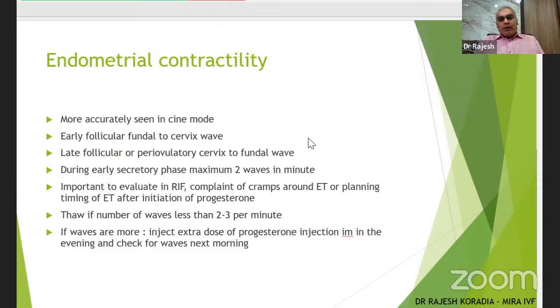The importance of noting down the waves is in recurrent implantation failure, when the patient is complaining of cramps around the embryo transfer, or when you are planning the timing of the ET after initiation of progesterone. They have suggested that if the waves are more than 2 to 3 per minute, give an extra dose of intramuscular progesterone injection in the evening and check for the waves the next morning. And if the waves are less than 2 to 3, then you can thaw the embryo and proceed with the embryo transfer.